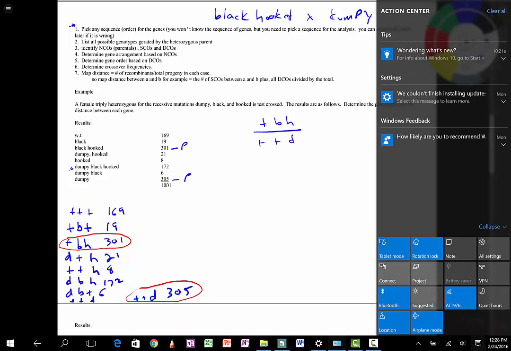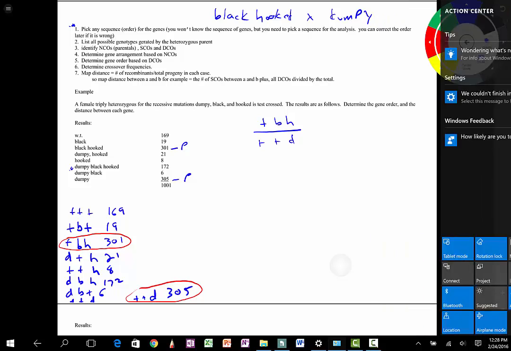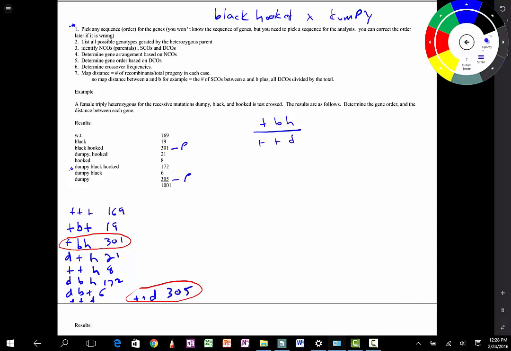And then we got black hooked over dumpy. So we don't know the order yet, but we know the arrangement of the alleles, and that's always the first step. Just look at your parents, and that tells you where we started out. But any of these three genes could be in the middle. So we could have plus H B over, so we're putting H in the middle.